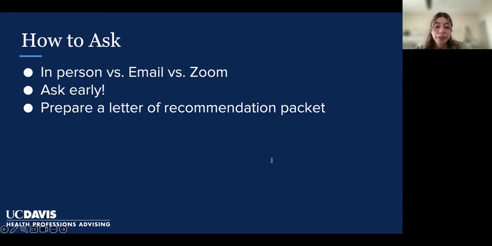Storing your letters of recommendation is a different conversation. I will be going over how to store those letters of recommendation. I'm sure some of you have heard of Interfolio, so I'll be talking a little bit about Interfolio.